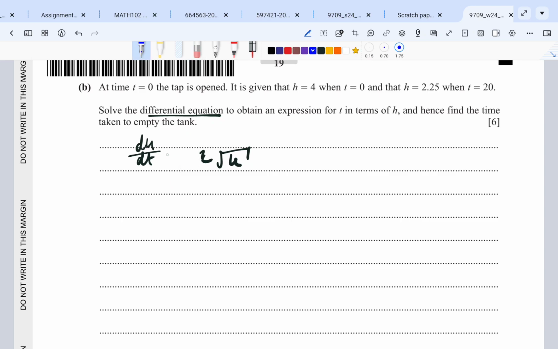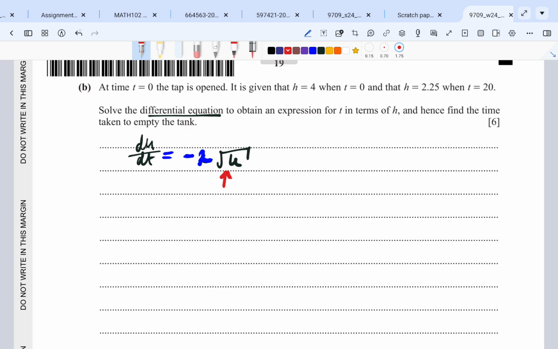Remember, if you're solving a differential equation, it is just one thing you do. Separate the variables. That's how you do differential equations. Then you're going to integrate. The rest is integration. So what am I going to do? Separate the variables, okay? What do I have here on top? dh. So everything with h is going to the left, and that is just root h.